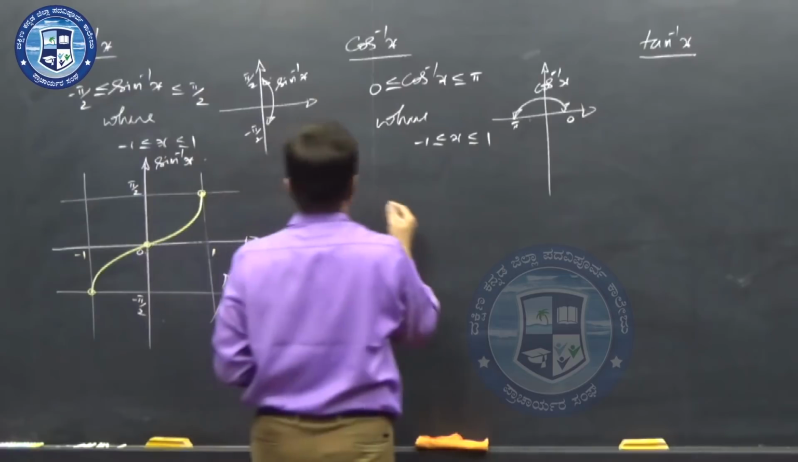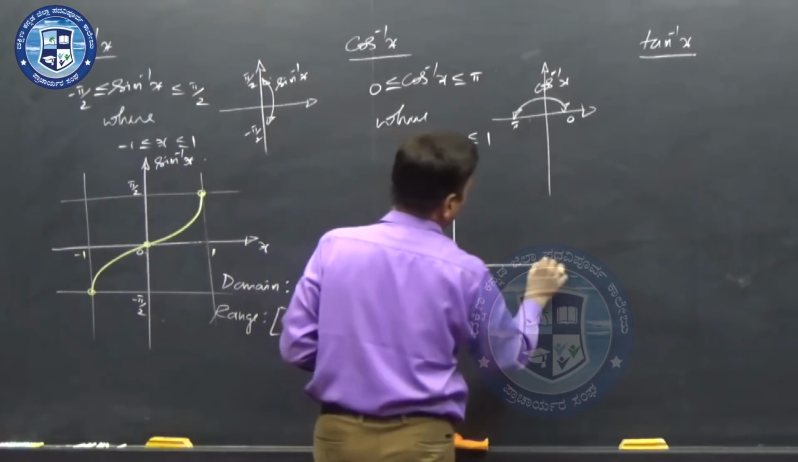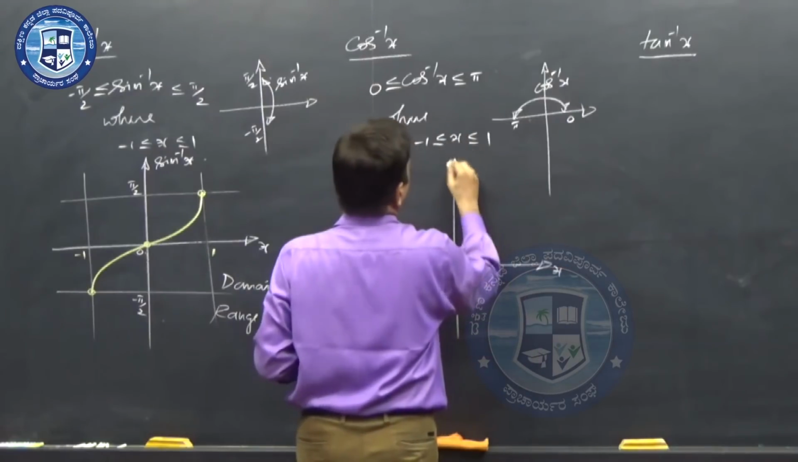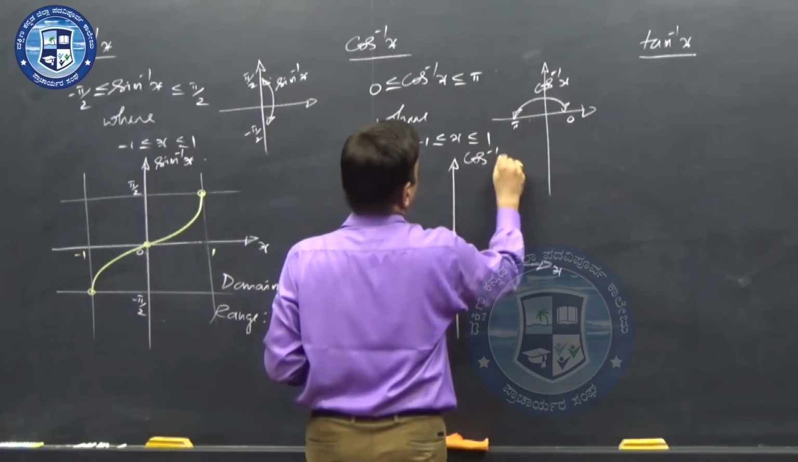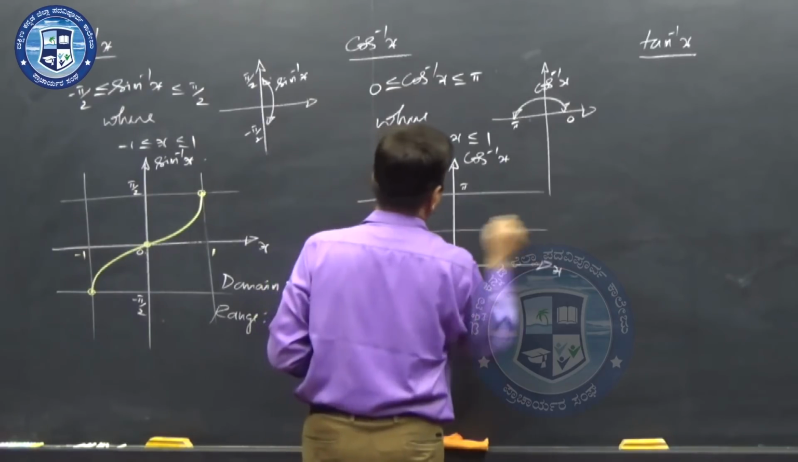Next, if you draw the graph, it will be like this. This is x and this is cos inverse x, ranging from 0 to pi, and this is pi by 2.